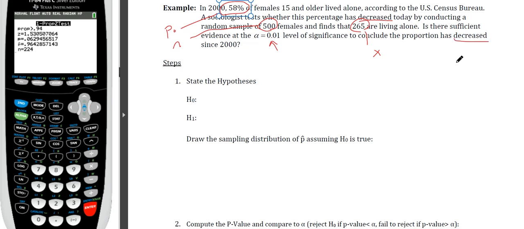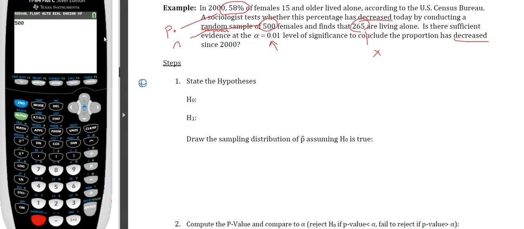All right, so we have to state the hypotheses. Again, there's not a space for it, but we should check the conditions. It does say in the description that there was a random sample of 500 females, so the randomness is met. We're looking at females in the United States, and we only have 500 of them. That's definitely less than 5% of all females, so that should be all kosher.